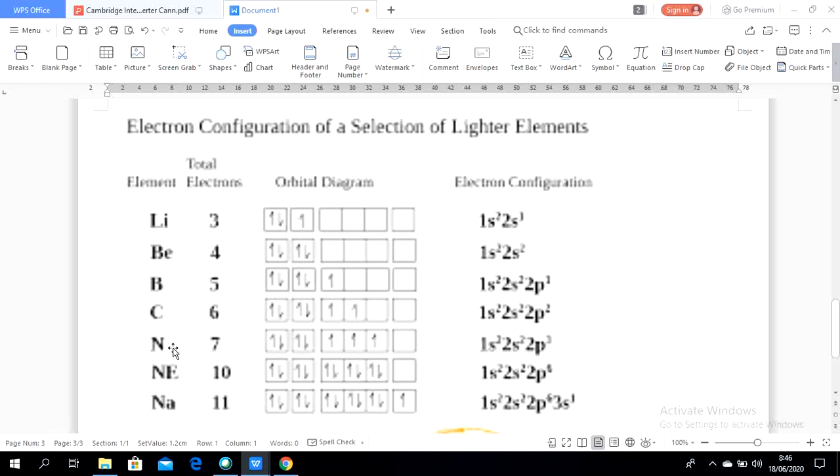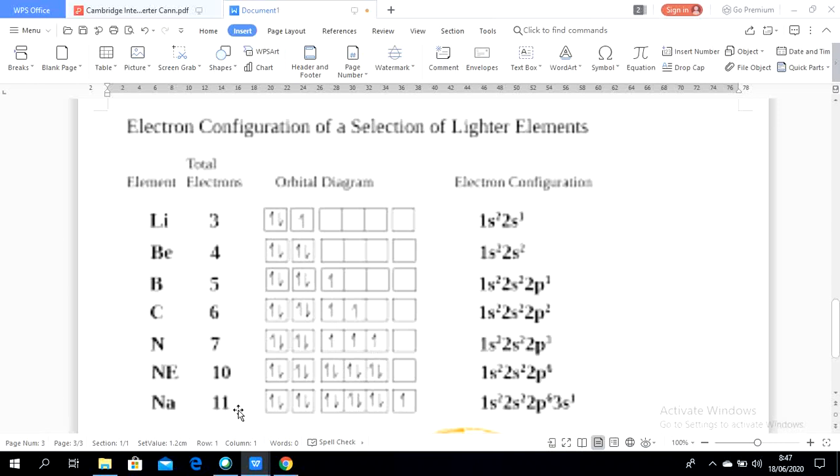And then this one, nitrogen, consists of 7 electrons. So 1s2, 2s2, and then 2p3. All orbitals must be occupied first. And then after all orbitals are occupied, we use the down arrow to fill the next one.